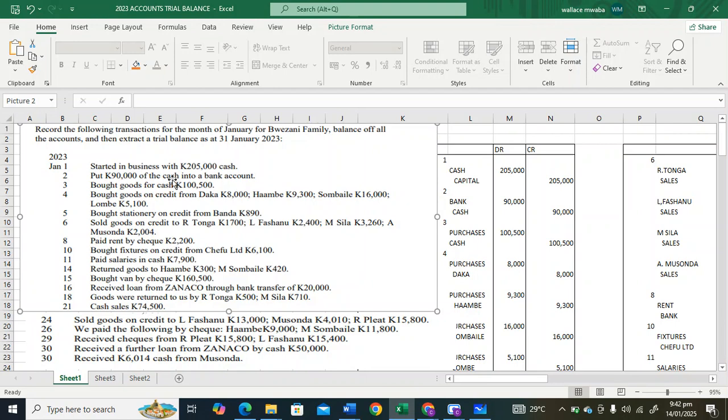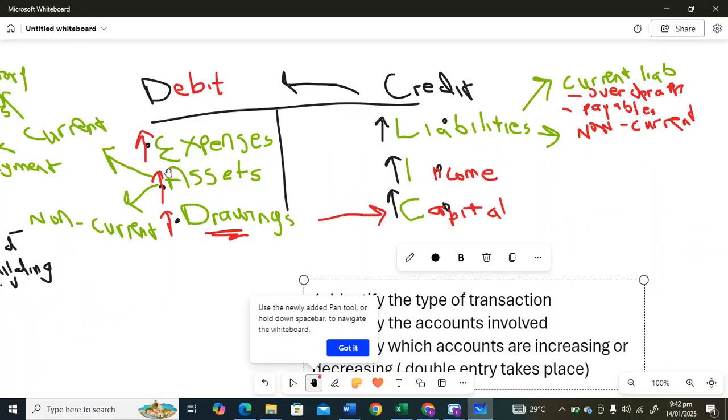So here basically we're moving money from the cash account to the bank account. The two accounts involved are cash and bank. Both of these are assets. We have to see which one is increasing and which one is decreasing. Since money is moving from the cash account, the cash account is decreasing. If an asset account is decreasing, you have to credit it. So as our colleagues said, you're going to credit the cash account.